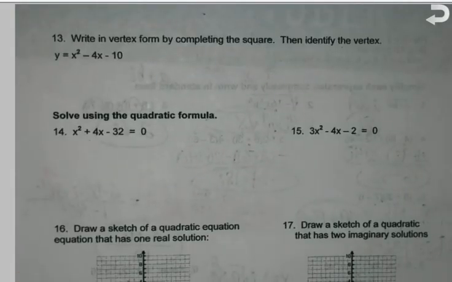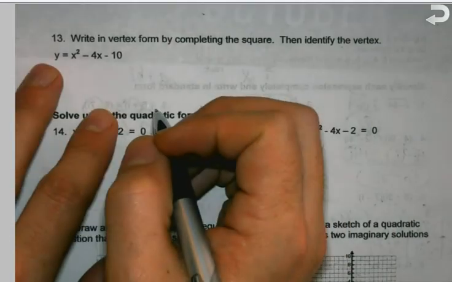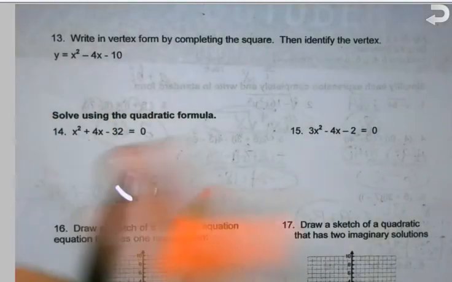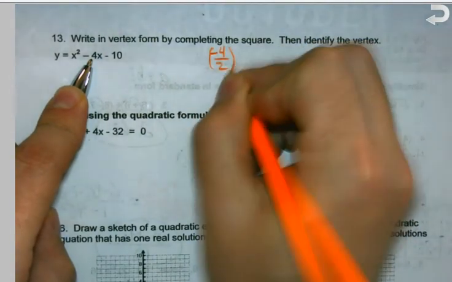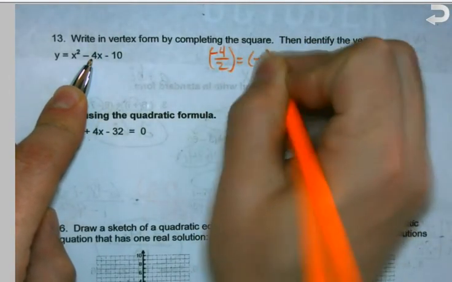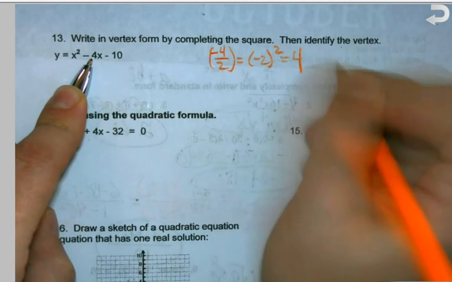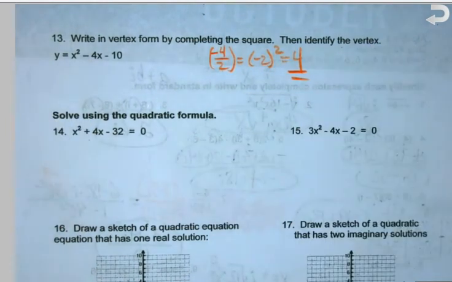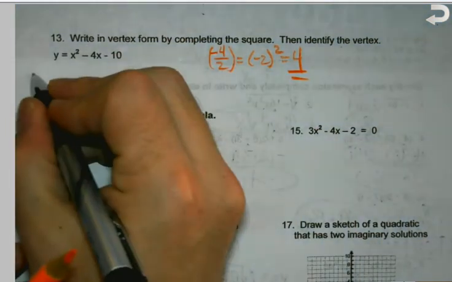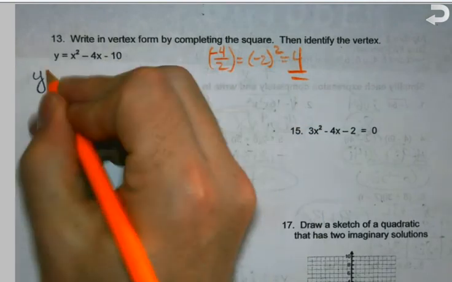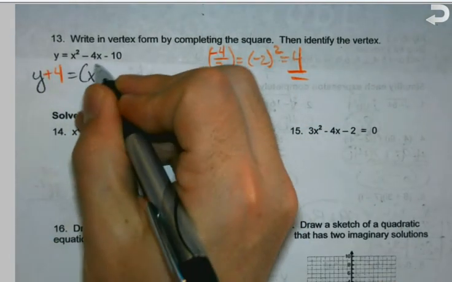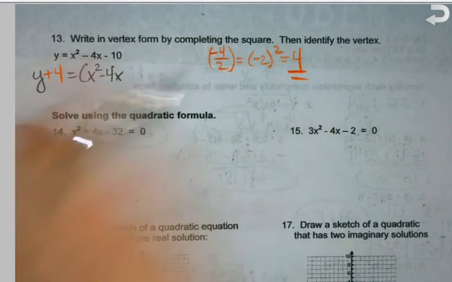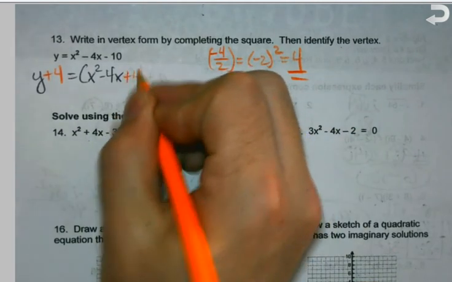13, vertex form. We're not going to move anything. We're going to do our thing with b. So negative 4 divided by 2 is negative 2. Squared is 4. So that's the same thing as completing the square, except now I'm going to add it to the y. I'm going to add it with my x's that are going to be isolated here.